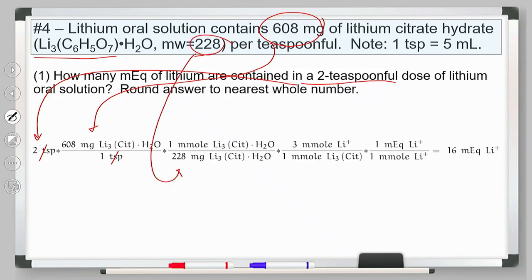Have I said that before? I know you're tired of it. We divide by molecular weight in milligrams to convert to millimoles.